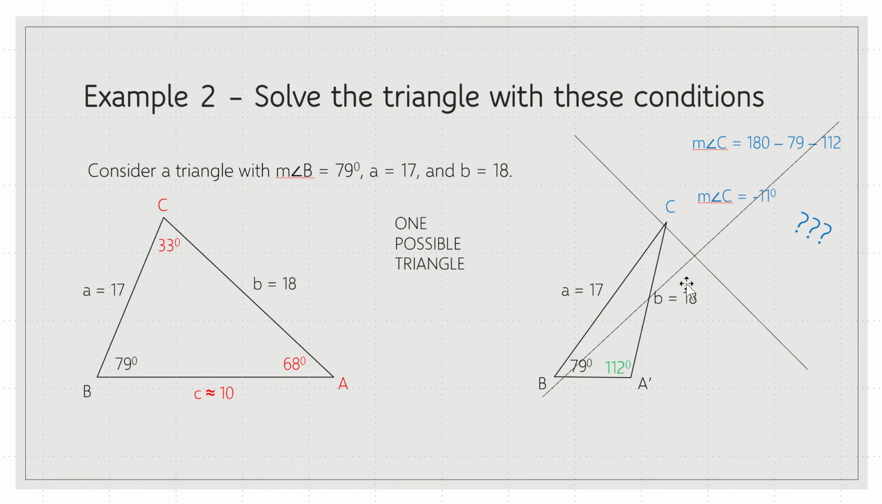So like I mentioned, if the angle is negative, then just cross it out. That triangle is not possible. There's only one possible triangle, okay? All right, so let's go over the last example.